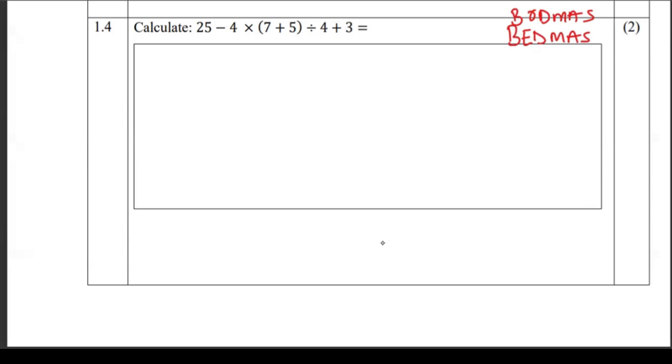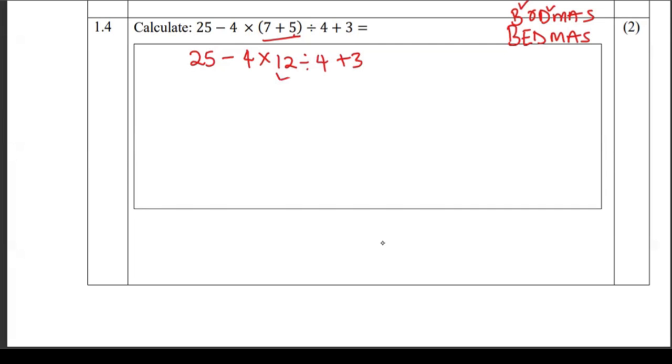So we have a bracket here. We're going to start with this bracket before we can do anything. So I'll rewrite the 25 minus 4 times, I know this is 7 plus 5 gives me 12, divided by 4, plus 3. Then, since the brackets are sorted, I need to go to the division part.